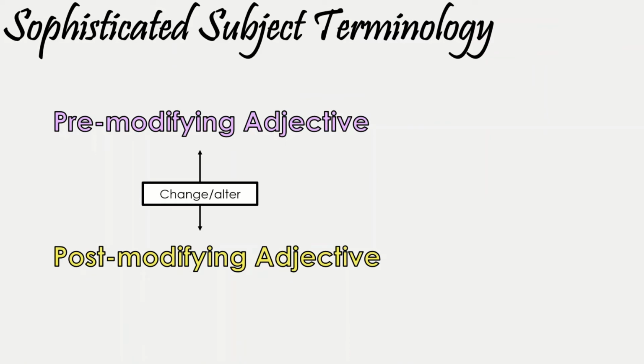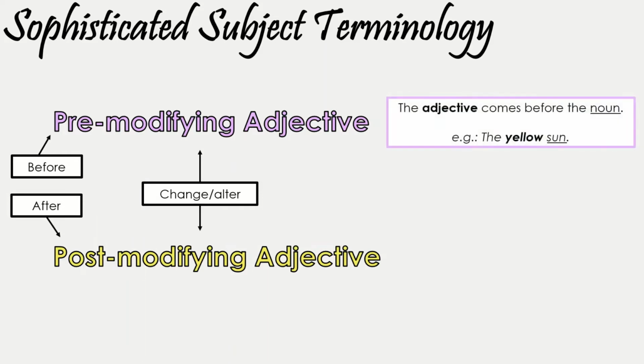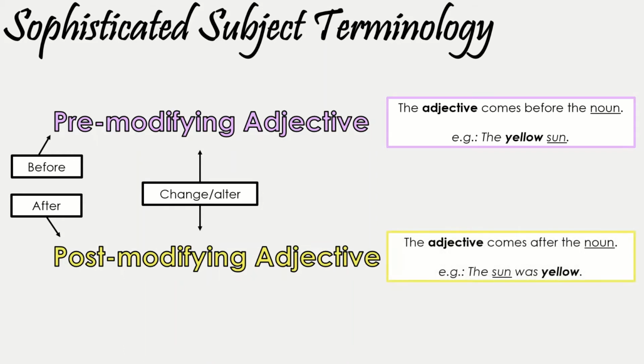The word modify means to alter or to change. The prefix pre means before, and the prefix post means after. So a pre-modifying adjective is an adjective that comes before the noun, such as the yellow sun. And a post-modifying adjective is an adjective that comes after the noun, such as the sun was yellow. And that's it. It really is that simple.